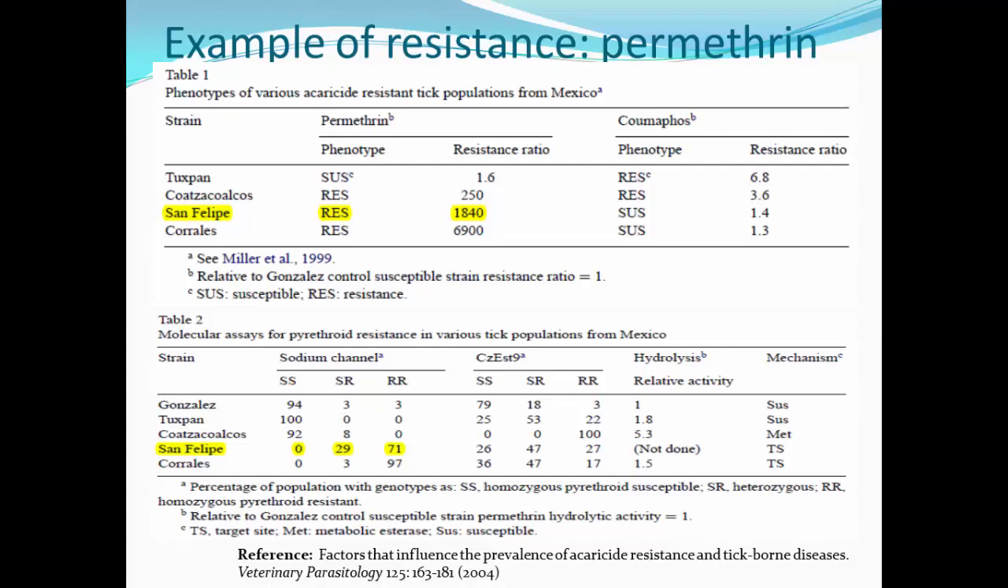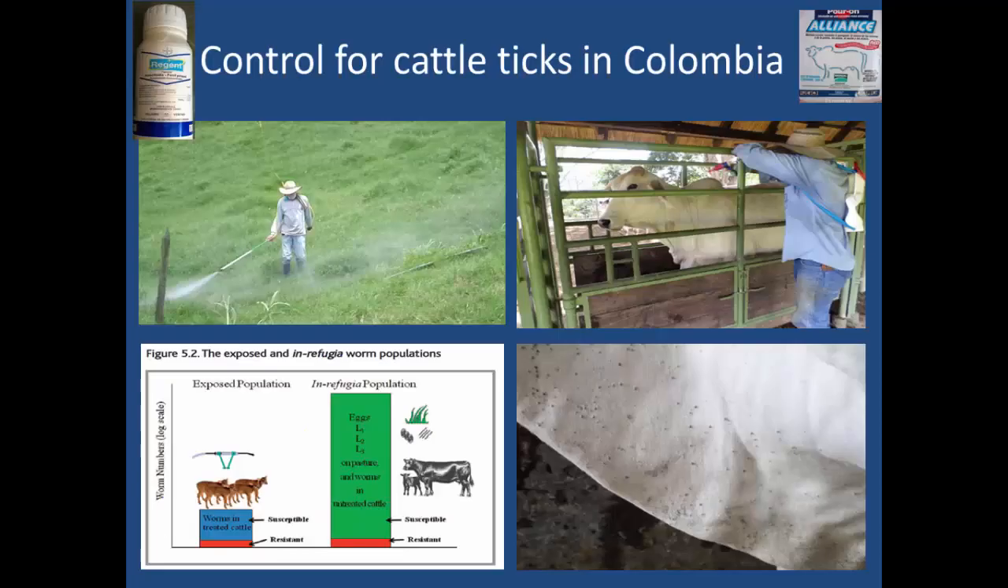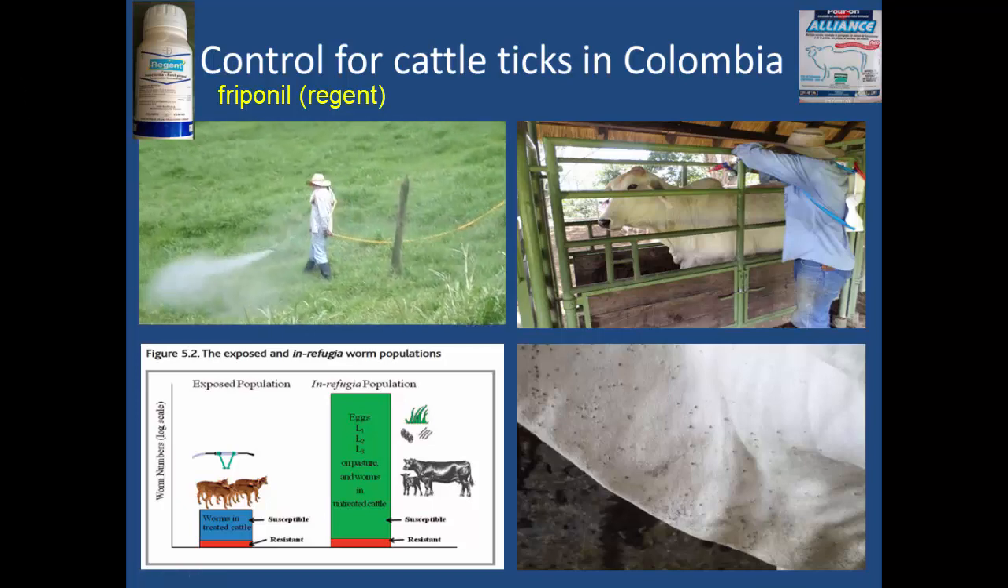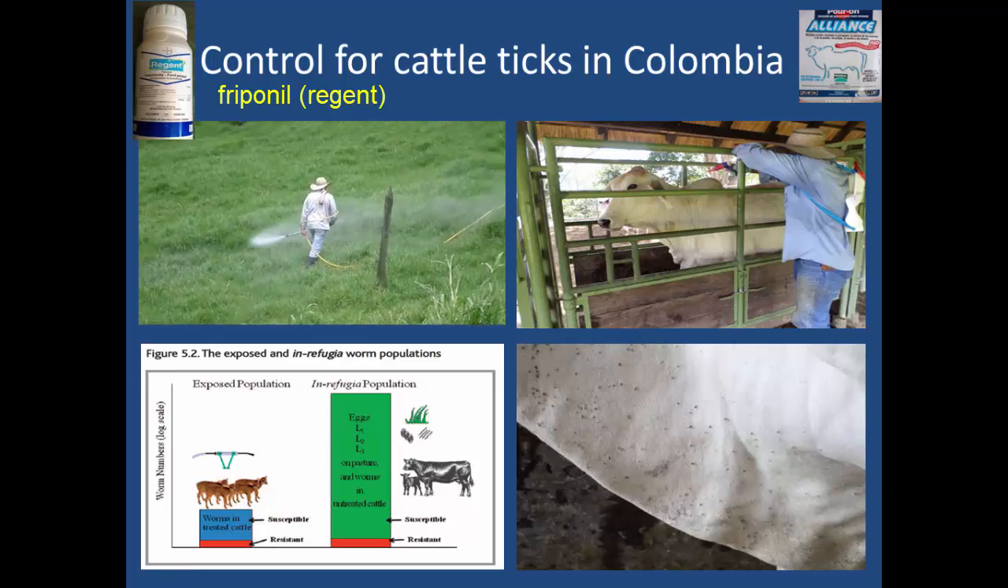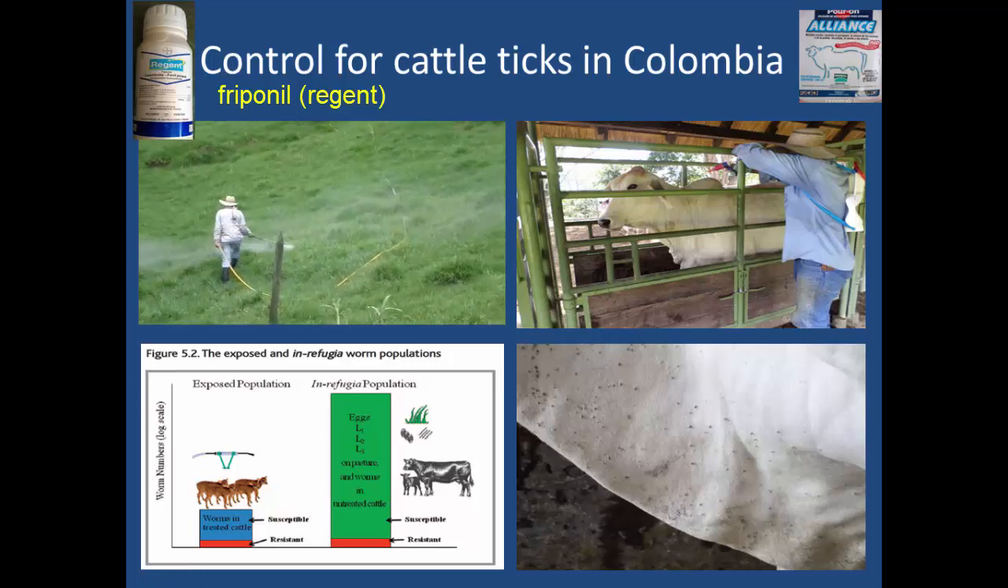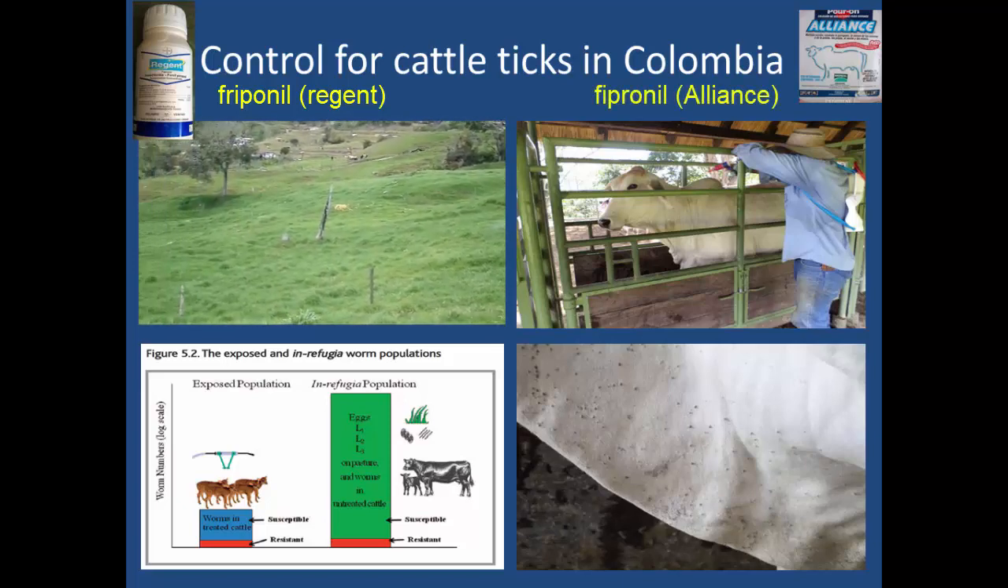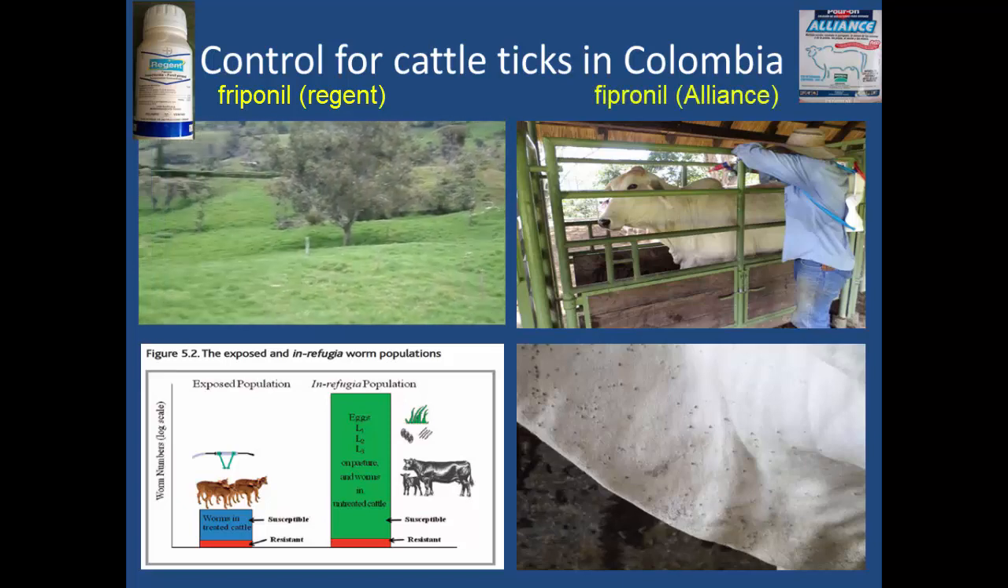So I'm going to skip the next couple of slides and go to this one that shows three methods of control for the cattle tick in Colombia. As I say, each one on its own is making its contribution to speed up the problem of resistance by removing the population in refuge. In every case, they're applying the same type of chemical, which is fipronil, which is marketed with the trade name of Regent. And we have the animal version, which is marketed as Alliance.